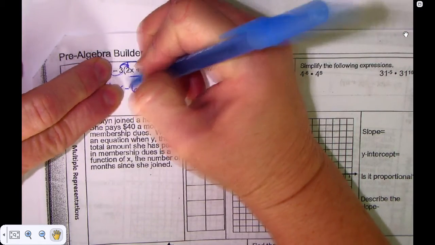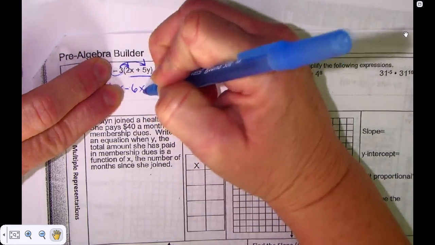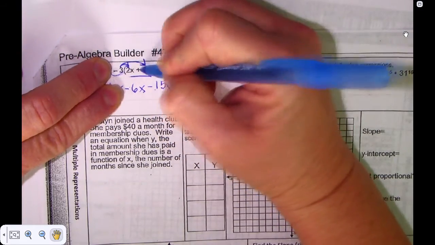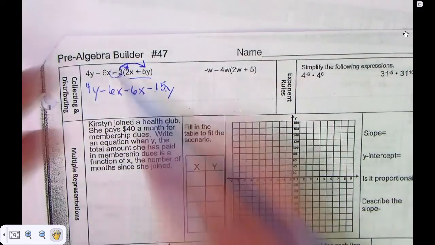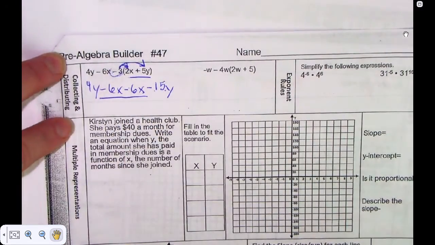Look, guys, we multiply negative 3 by the 2x. Negative times positive is negative. 3 times 2 is 6. Put your x. Negative times positive, negative. 3 times 5 is 15. Put your y. Now, we got to underline like terms. These both have x. I'm going to start with that because x comes first in the alphabet. That's the only reason. X comes before y.